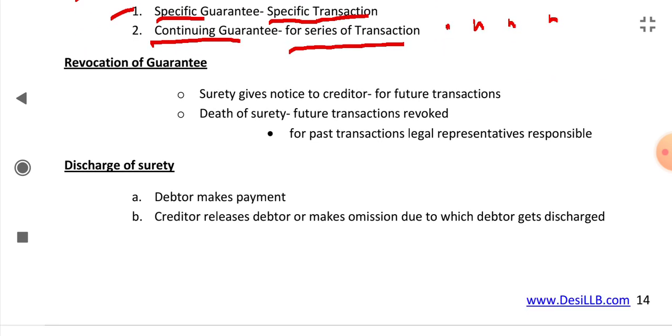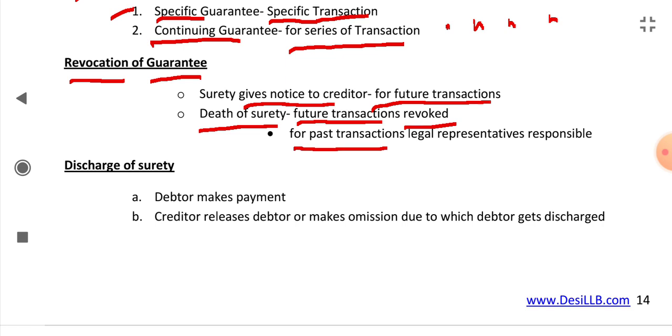Revocation or cancellation or removal of guarantee. How the guarantee can be removed? The surety may give notice to creditor that for future transactions he will not be liable. Or on the death of surety, the liability for all future transactions will be removed. But for the past transactions which have already taken place before the death of surety, his legal representatives will be responsible.